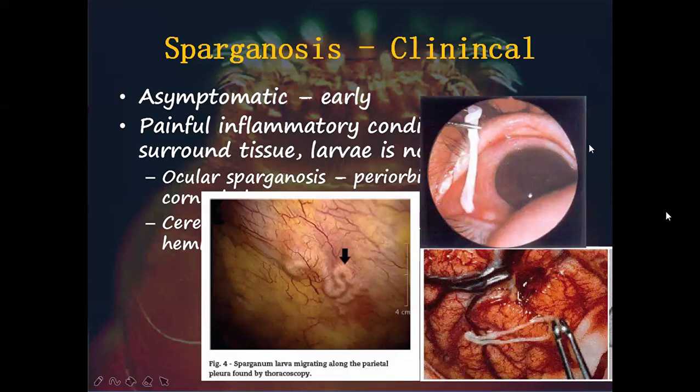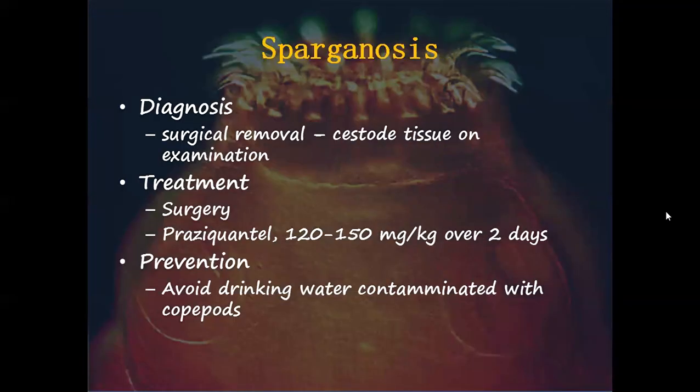Okay, so the diagram, that is the sparganum coming from the eyeball. This is probably, okay, it's mentioned here, this is the sparganum traversing the parietal pleura, and this one from brain tissue, removal of the sparganum from brain tissue. So diagnosis, you have to document or you have to remove surgically the organism from the tissue of your examination. Treatment is by surgery if you remove the sparganum, or you can treat with praziquantel.